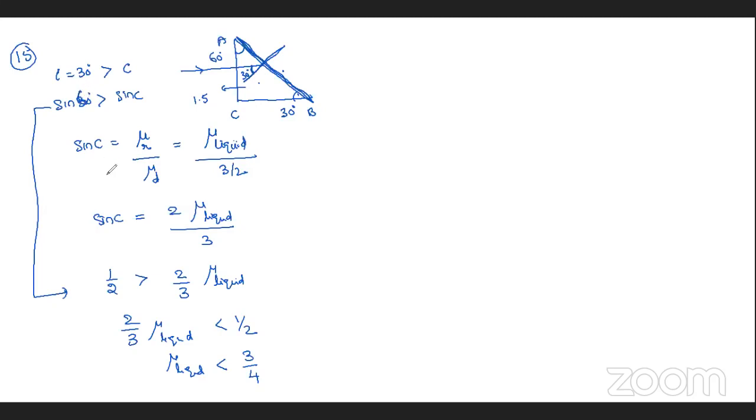So this is 60 degrees, this is 60, meaning here this will be √3/2, so we get 3√3/4 for the liquid, less than 1.3. It comes to 1.27, so mu of liquid should be less than 1.27. Is there any option with less than 1.2? 1.2 is there? Then it is done.